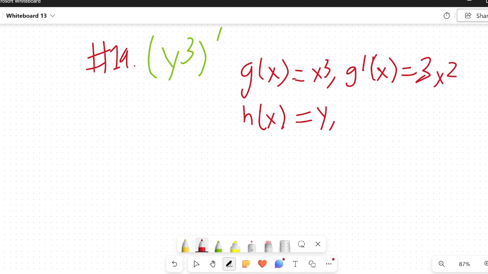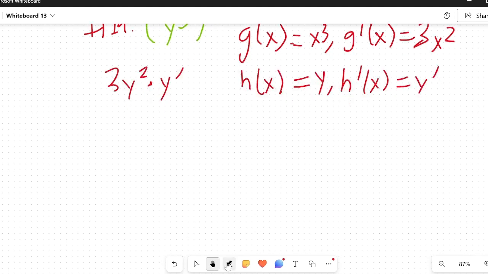And then h prime of x, you can simply write this out as y prime or dy over dx. But h prime of x is simply just y prime. So if we want to do this, we have to use chain rule. So we take g prime of h, because g prime is equal to 3x squared, and we plug in h, which is y, we get 3y squared. But then we have to multiply by h prime of x, so that is going to be y prime. So you can see how we have to use chain rule in order to do implicit differentiation like so.